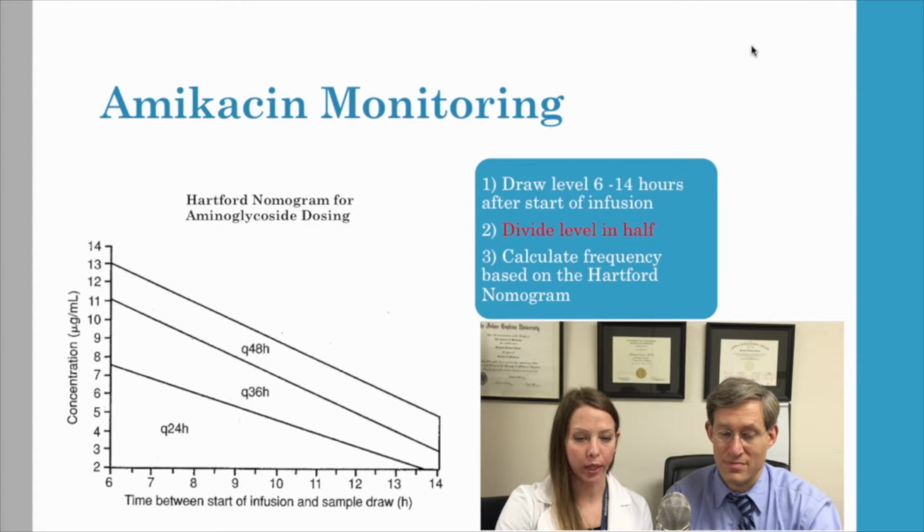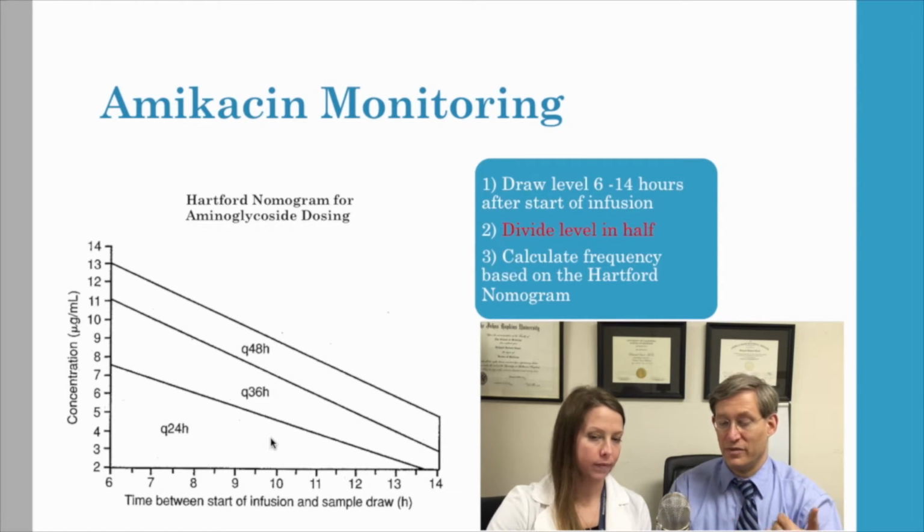Now, what's very important here is that for amikacin, whatever number you get back from the lab, you divide that number in half. You can then plot it on the nomogram at 10 hours. I'll go through an example in a minute. This shows whether the patient is actually eliminating the drug properly, and if it's necessary to continue dosing amikacin, this will help you determine the frequency at which to dose it.